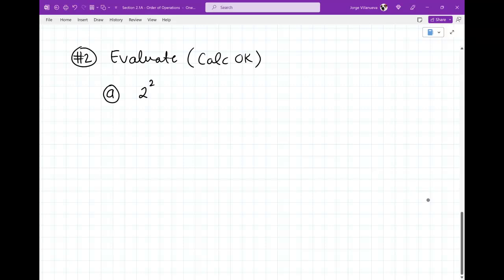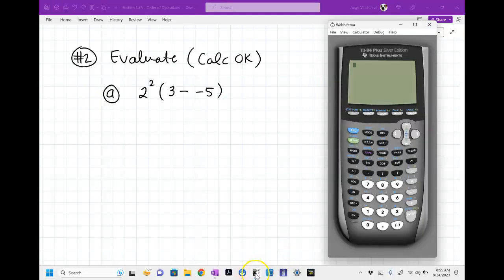It says 2 squared, parenthesis 3 minus -5. So I'm going to use the calculator. They want me to practice using the calculator. So let me bring up the calculator here. Okay, and I'm going to put 2 squared, and again, your calculators might look different than mine, so don't freak out. I have a bunch of different calculators. I just don't have a normal looking one. I have all these scientific ones and graphing ones.